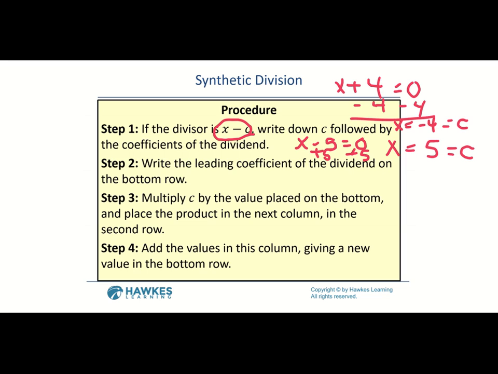So really, kind of think of it like this. It is the opposite of that c term. If it's a negative, then it becomes a positive when you do your synthetic division, or vice versa. Then you're going to write the leading coefficient of the dividend on the bottom row, multiply c by a place value at the bottom, and place the product in the next column in the second row, add the values in this column, and then repeat those steps again.